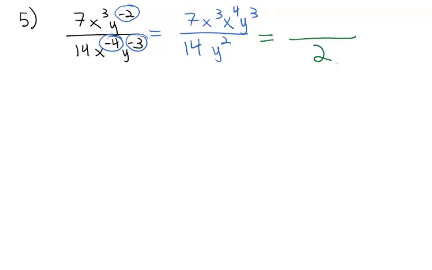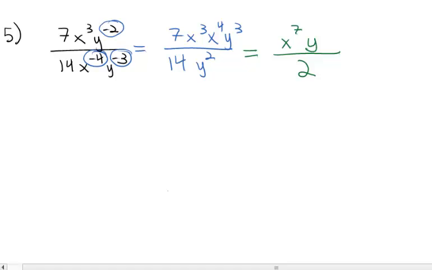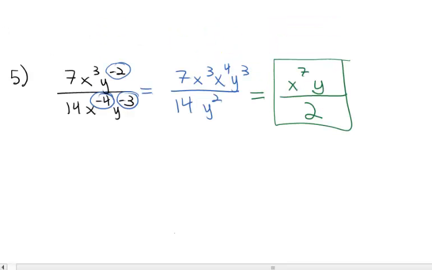For the x's, because they're on the same line, we can add those exponents. 3 plus 4 gives us x to the 7th. For the y's, being on different levels, we'll subtract them. 3 minus 2 gives 1y. And because it's positive, it stays in the numerator. We have our final answer. Let's try another one.